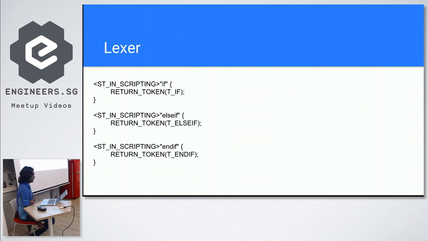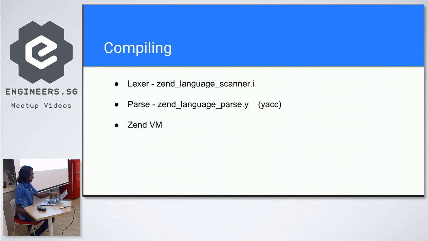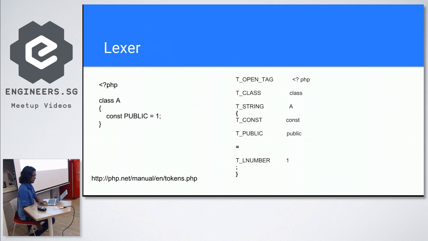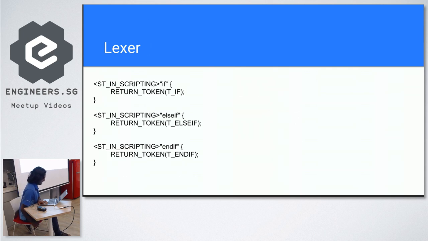In the actual lexer code, this is how it looks. The lexer code is in something called zend_language_scanner.l. You might be curious, why is it l? What the hell is this? The l file is input into a tool called re2c, which converts this regex-style code into C code. I'm not sure why it's called l though. They could really easily call it re.